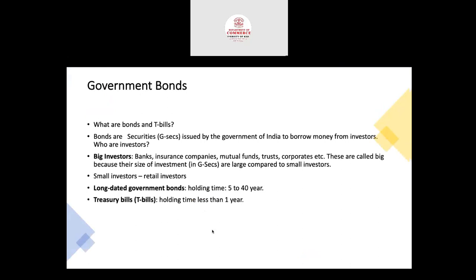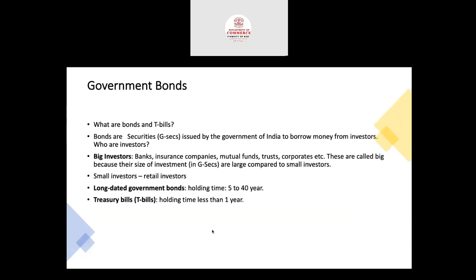So, government bonds: what are bonds and treasury bills? Bonds are government securities issued by the government of India to borrow money from investors. These include big investors such as banks, insurance companies, mutual funds, trusts, corporates, etc. They are called big because their investment in government securities is large compared to small retail investors. Long-dated government bonds have a holding time of 5 to 40 years, while treasury bills have a holding time of less than 1 year. So these are about the government bonds.